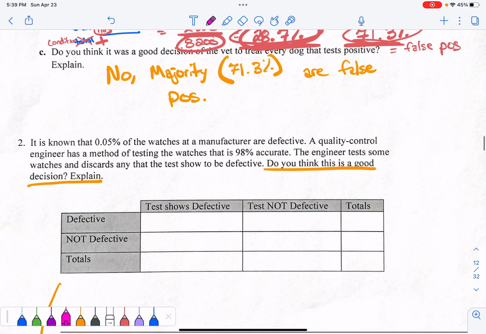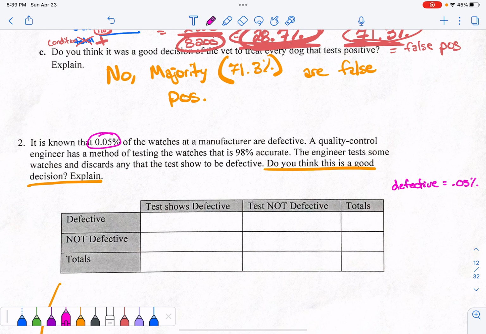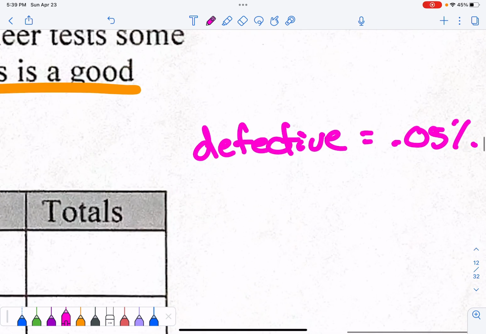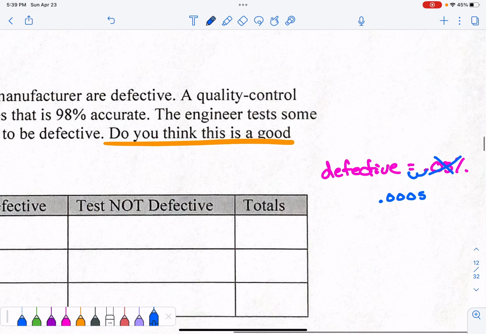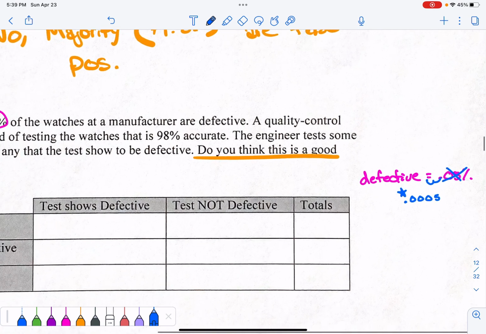Okay, watches. We have 0.05% of watches are defective. So defective equals 0.05%. Now, even though that's a decimal, that's actually a percentage, which means we don't look at 0.05. We're actually moving the decimal 2 places this way. So that's 0.0005, the number that we're going to use when we multiply. So maybe put a little star by that, that we're going to use that instead.